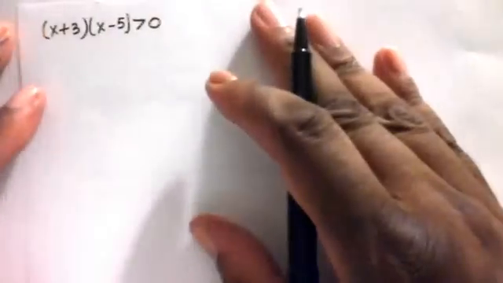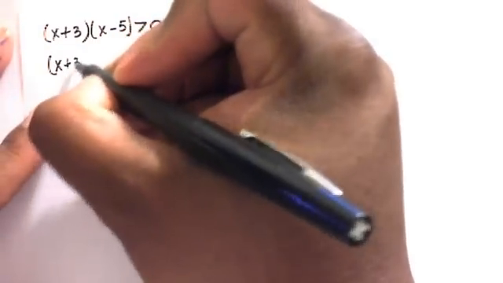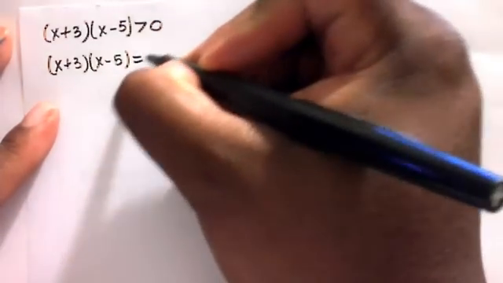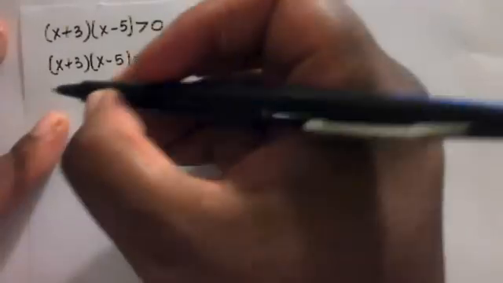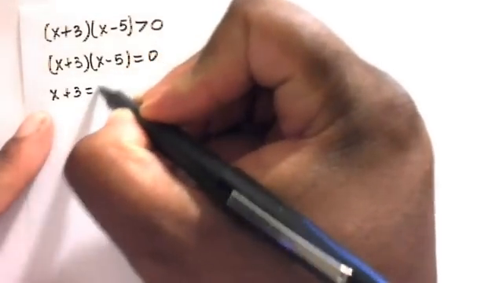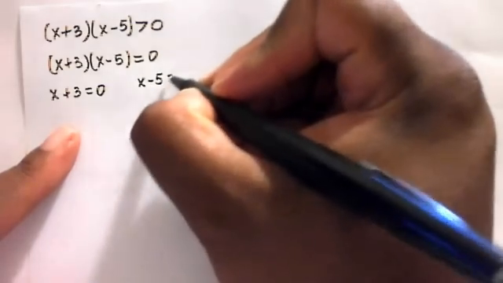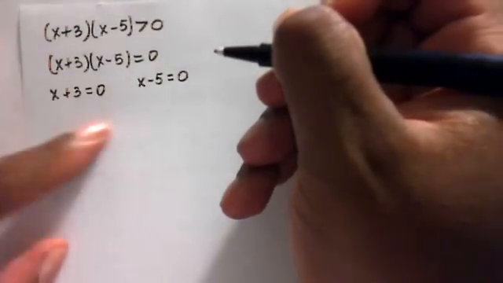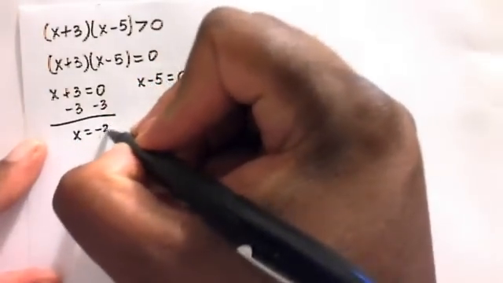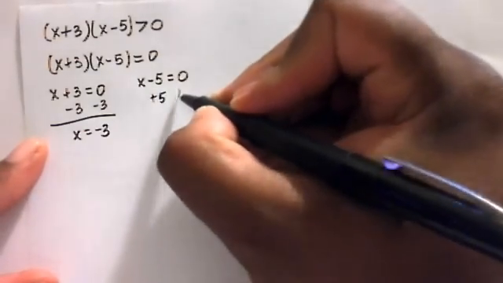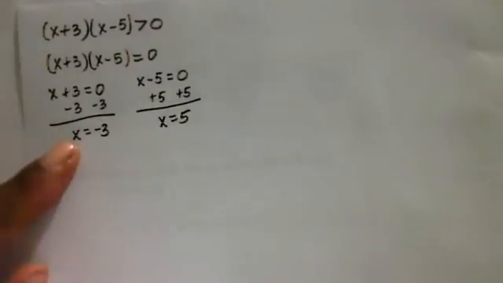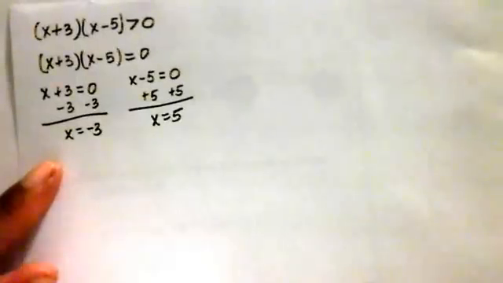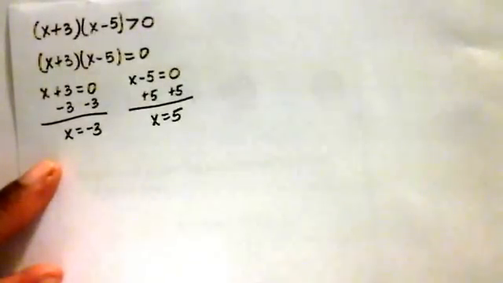What I'm going to do here is treat this as x plus 3 times x minus 5 equal to 0. And then we're going to set each binomial factor equal to 0 to find out what our boundary points are going to be. So here we have x plus 3 is equal to 0, and then x minus 5 is equal to 0. Each one of those we'll solve for x. For x plus 3 equal to 0, you'll have x equal to negative 3. And for x minus 5 equal to 0, you'll have x equal to 5. So x equals negative 3 and x equals 5 represent the boundary points that we will be using.